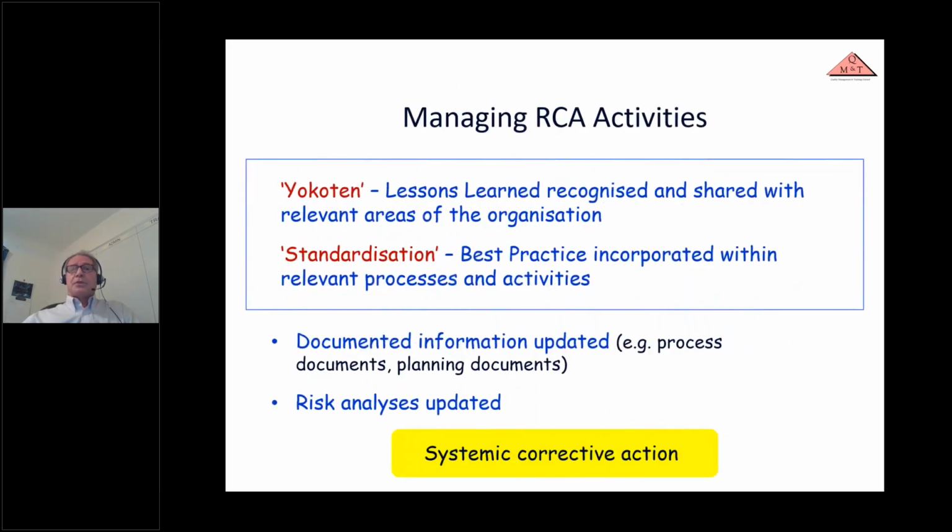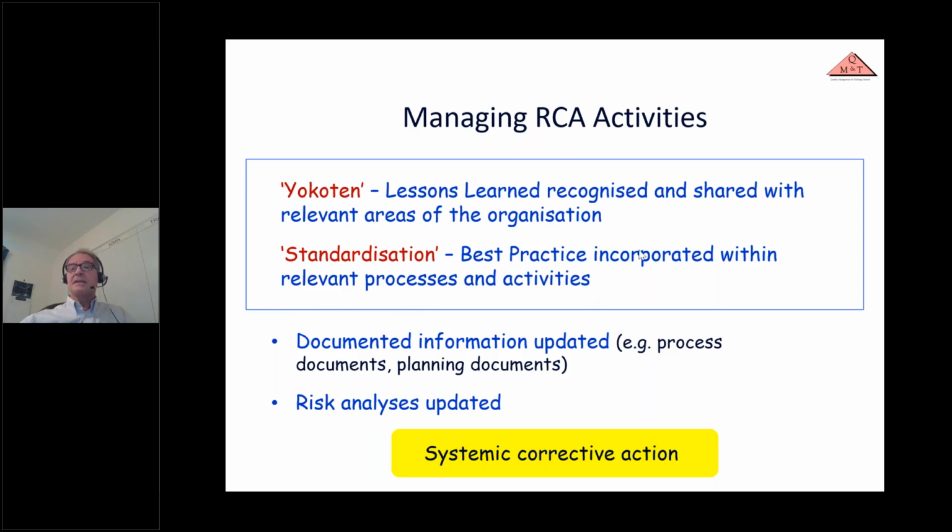The Toyota production system have contributed a couple of very key principles associated with this. Yokoten. This translates as across everywhere. Best practice sharing. It's prompting the organisation to recognise the lessons learnt from the RCA activity and share them with relevant areas of the organisation. Different work areas, different sites. Standardisation. Best practice being incorporated within the relevant processes and activities on a day-to-day basis.